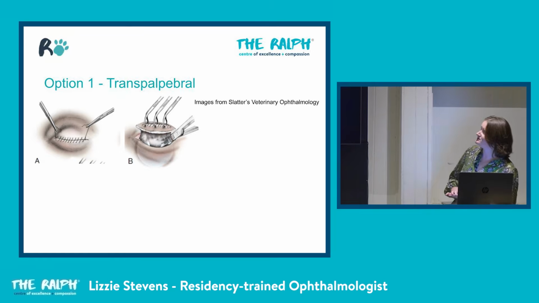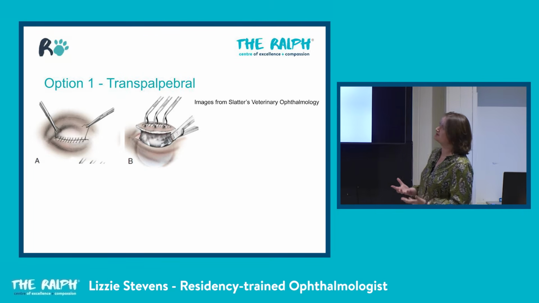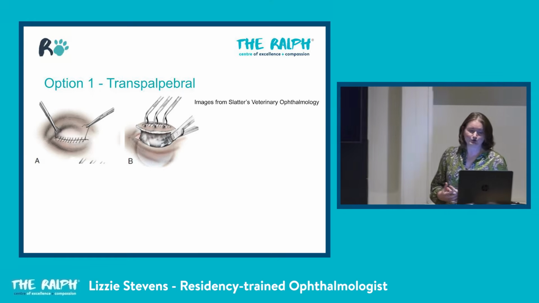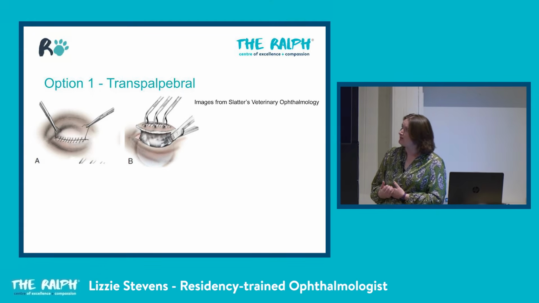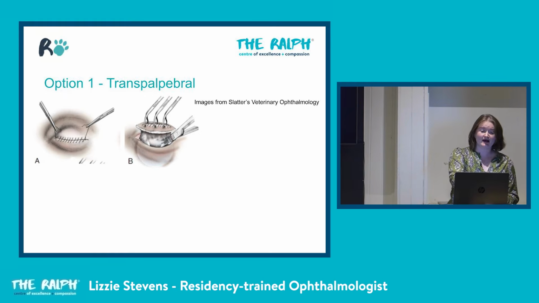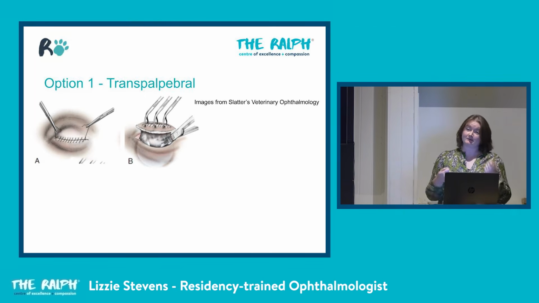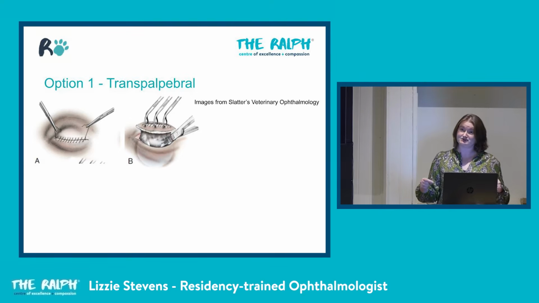So I've taken some images from Slatter's Fundamentals of Veterinary Ophthalmology, and I'll talk you through. So the transpalpebral technique, you can suture up your eyelids however you see fit. I like to just do a continuous suture because it's quick, and then to grasp the end with some artery forceps. Some people will use Allis tissue forceps. Obviously, you're removing that part of the eyelid margin, so you don't need to worry too much about the level of tissue trauma. And then you're going to make your elliptical incision with a scalpel blade.